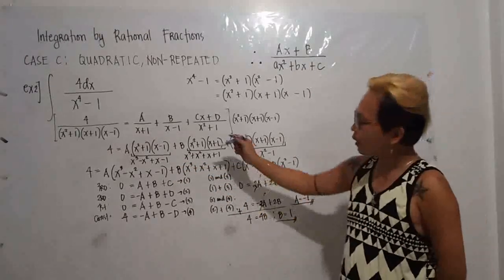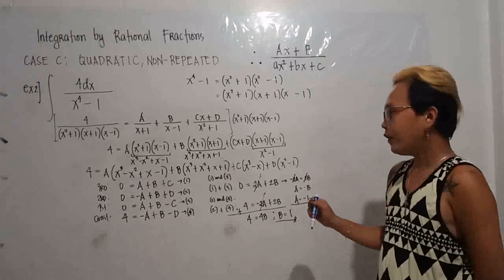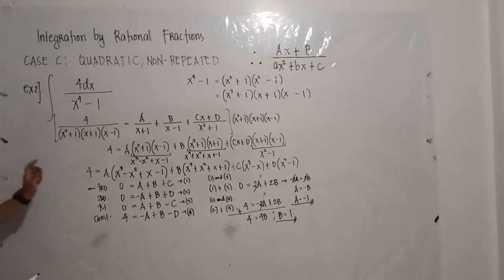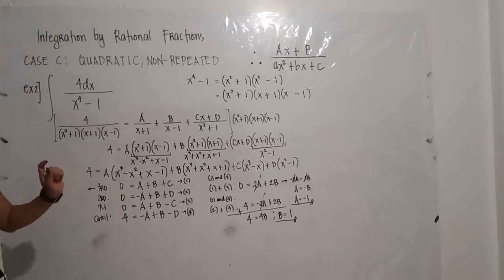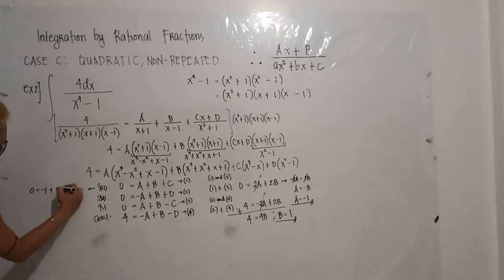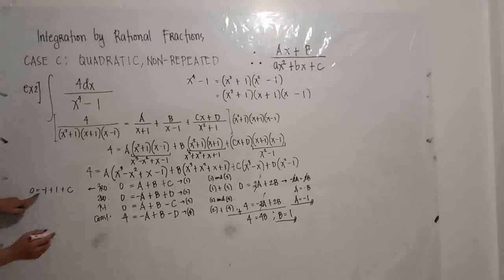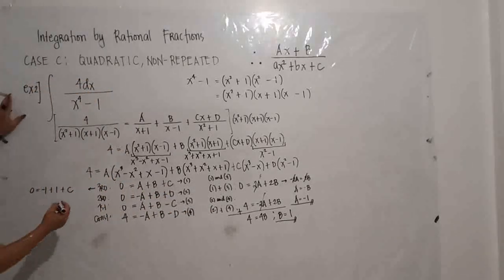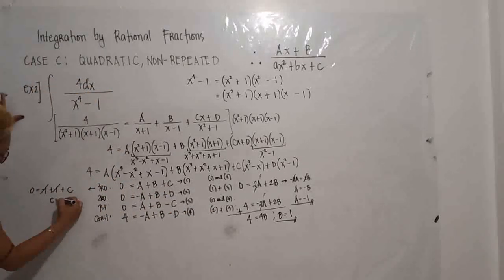So, you will use equation 1. If you use equation 1, you have the value of a and b. So, the value of a is negative 1 and the value of b is 1. You will now have 0 equals negative 1 plus 1 plus c. Tama? So, a is negative 1, b is 1, then you have to find the value of c. So, maka-cancel to. Therefore, the value of c is 0.